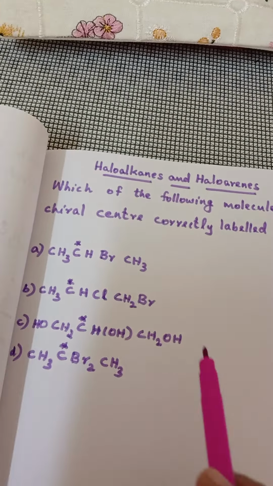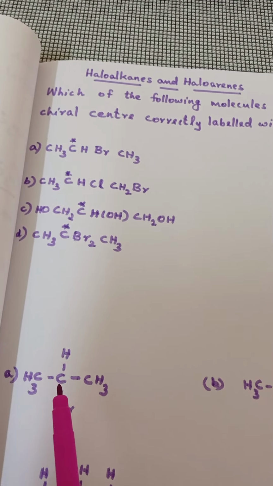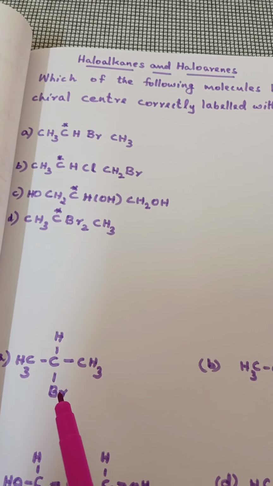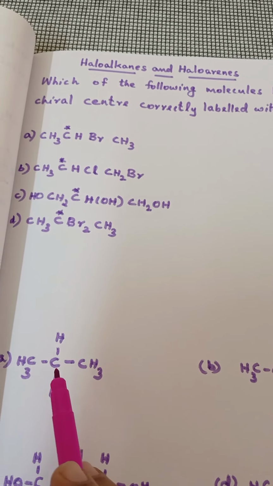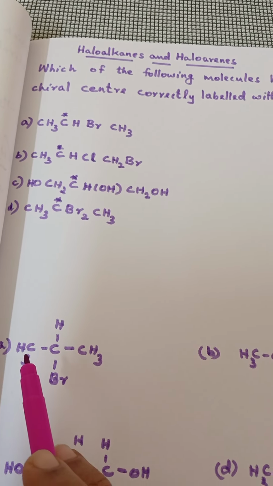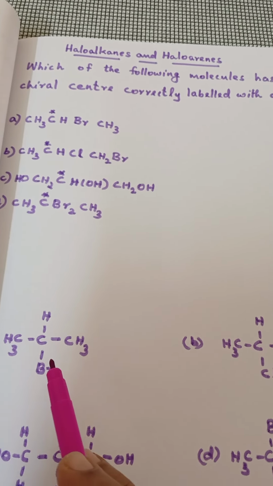So if we open out these structures and write, we can see the first one is having the label on this carbon. This is not chiral because on this carbon, there is one CH3 here, one CH3 here. So all groups are not different. So this is not chiral.